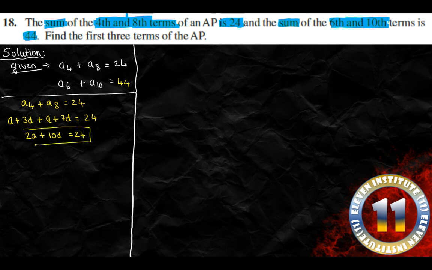So this is one of the equations for us, but let us not make this our equation. We can see that all the numbers are even numbers, so we will take 2 common if we want, but let it be like that only. Let us check what happens with this equation, then we will try. So let us write this with a different color. A6 plus A10 is equal to 44.